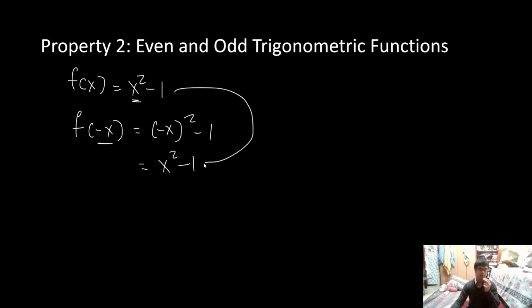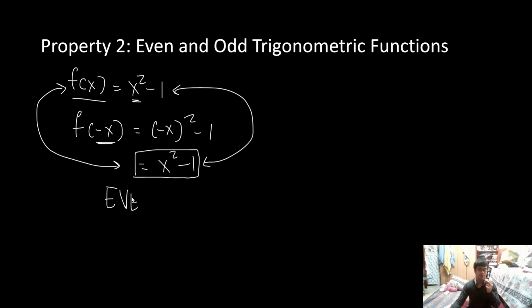Now take a look at these two functions. In the given function, we have x squared minus 1. And in the second, where we substituted negative x in this function, the answer is the same, right? So there's no change of sign. If there's no change of sign, this is what you call even, okay? Now, how about this one?